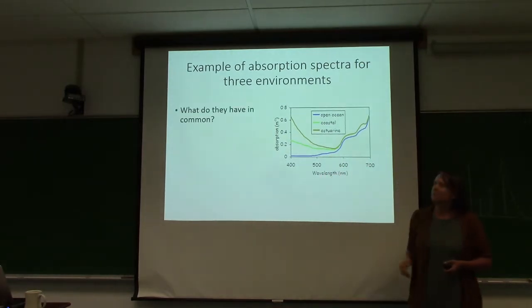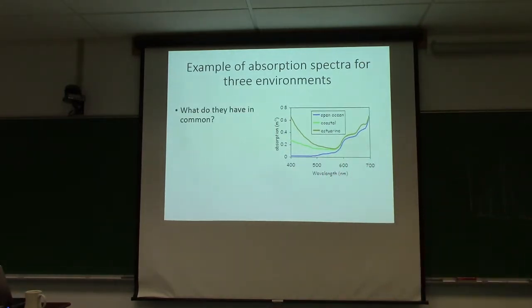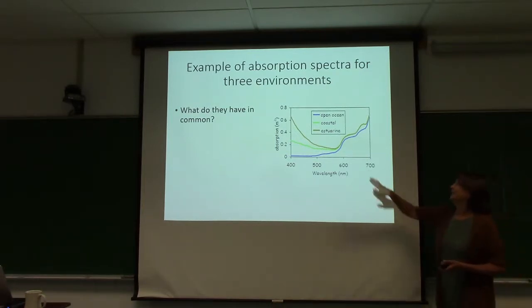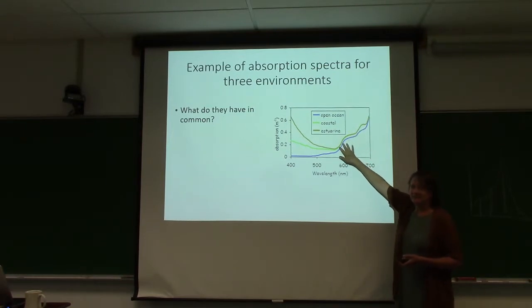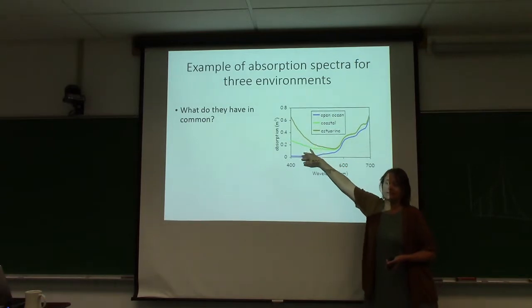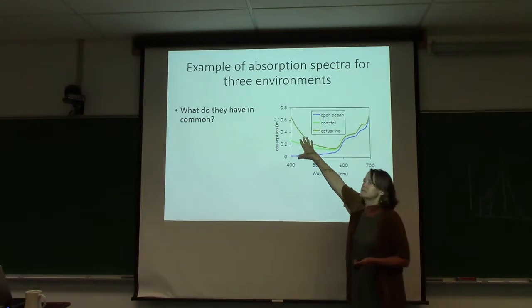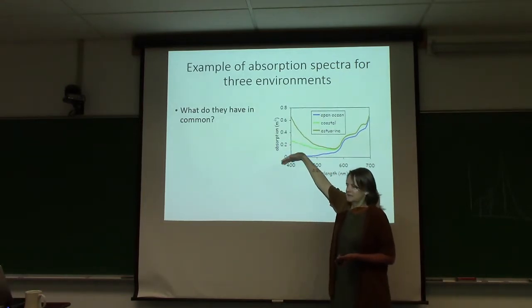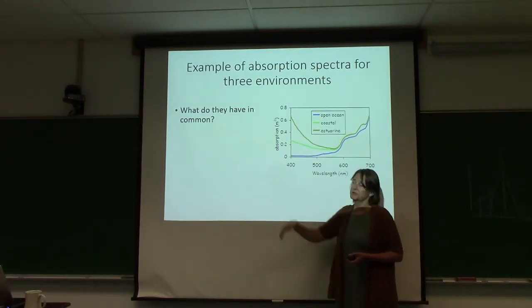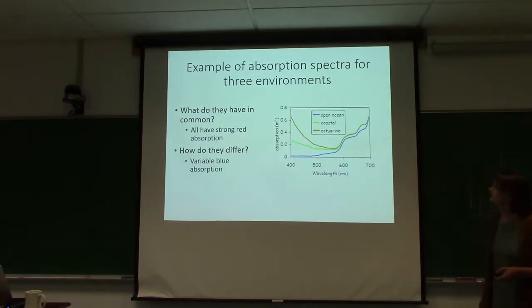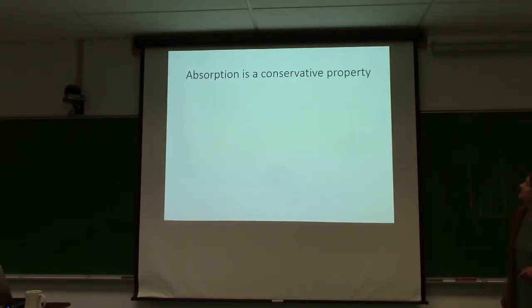So what do these 3 environments all have in common with respect to their absorption? Water. And what is water doing? It's absorbing strongly in the red. So they all look really similar out here because water's dominating, right? And they all look really different here because all the other stuff that absorbs tends to absorb in the blue and also tends to vary globally in huge concentrations. Okay, so they're all strong in the red, they differ in the blue.